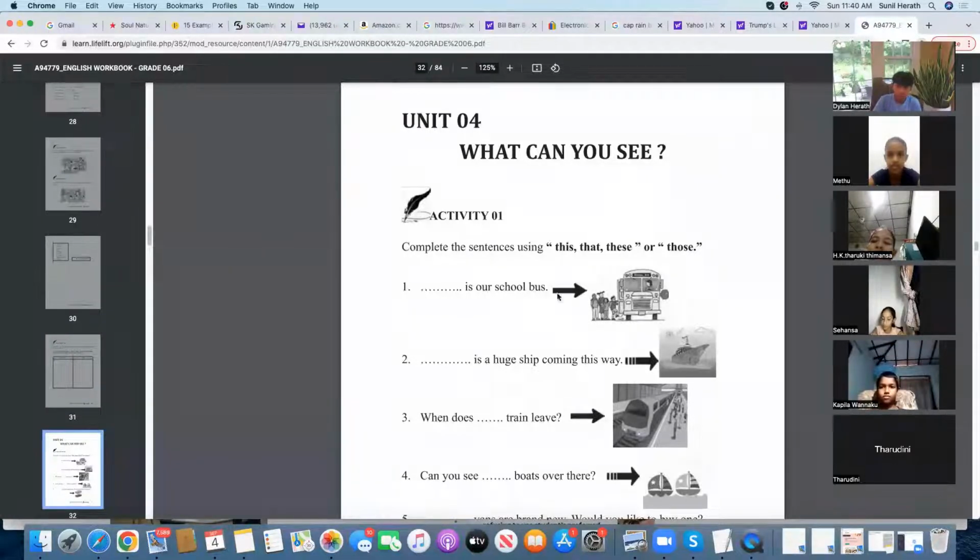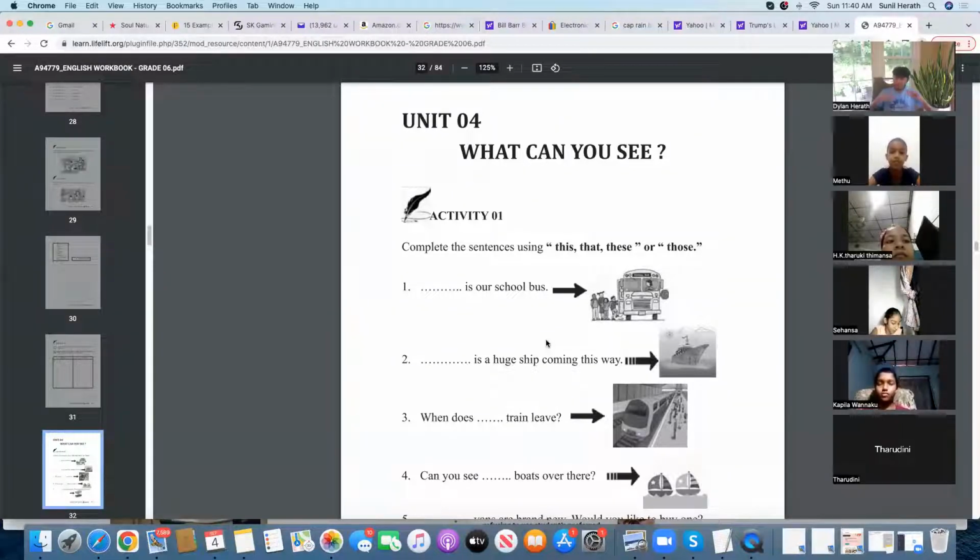So which one of these words will we use to complete this? Blank is our school bus. This is our school bus. Yes, this is, thank you. Exactly. This is our school bus. What is number 2? Blank is a huge ship coming this way. That is a huge ship coming this way. Yes, thank you.